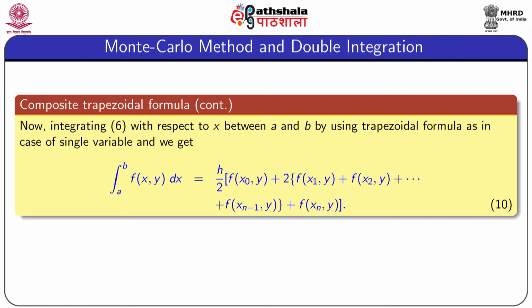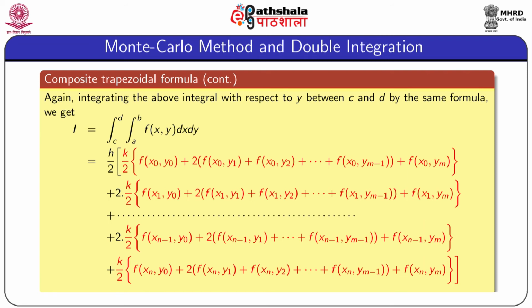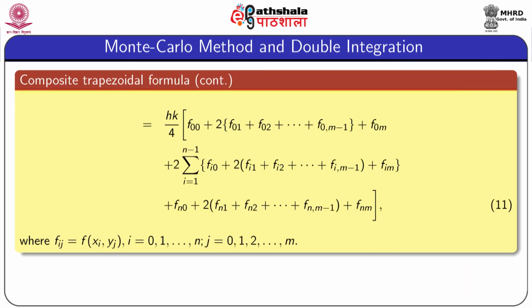Now again we integrate this equation 10 with respect to y, and we obtain this equation. So the entire expression gives the composite trapezoidal formula for double integration. After simplification, or using the simple notation f of ij equal to f of xi comma yj, the entire expression is written as in equation 11.